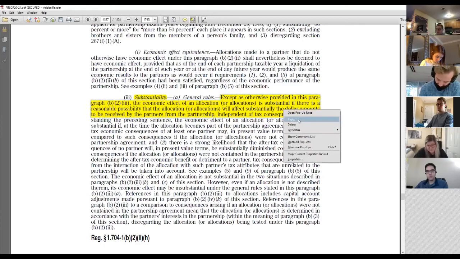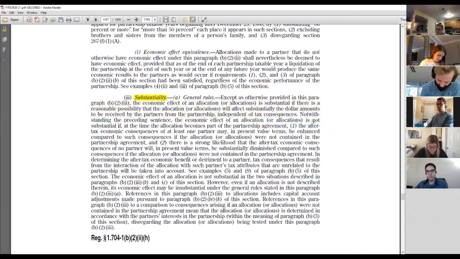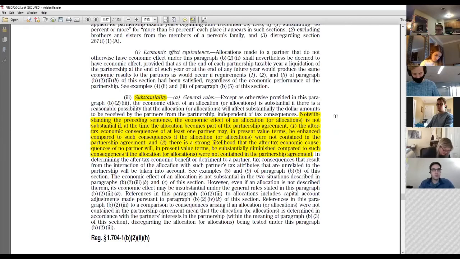The next sentence is another test. So this is the after-tax test. Some people call it, the book calls it the after-tax test. Some people call it the overall tax effects test. In some respects, it's a little bit easier to understand. So it says, notwithstanding the preceding sentence, the economic effect of allocations is not substantial if at the time the allocation was part of the partnership agreement.